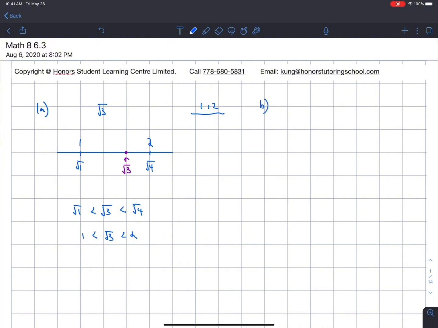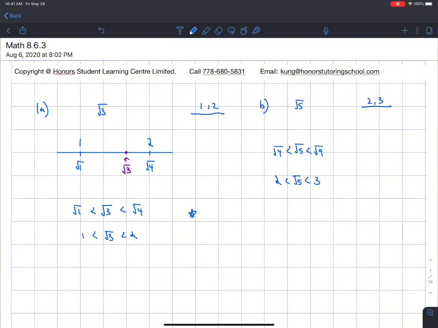B. Square root of 5. So I can say that the square root of 5 is in between the square root of 4 and the square root of 9. The square root of 4 is 2, and the square root of 9 is 3. So the square root of 5 is in between 2 and 3.